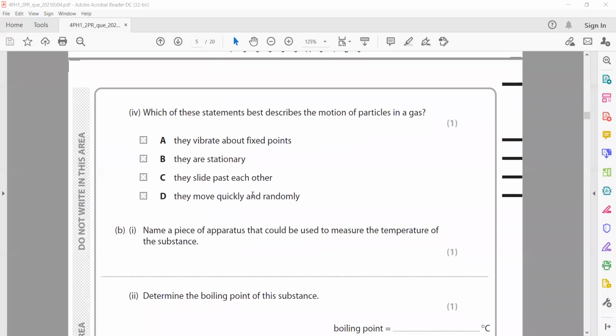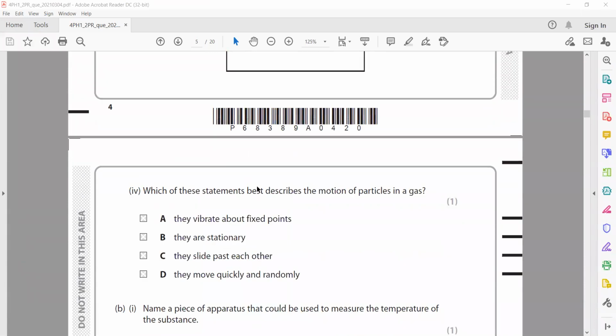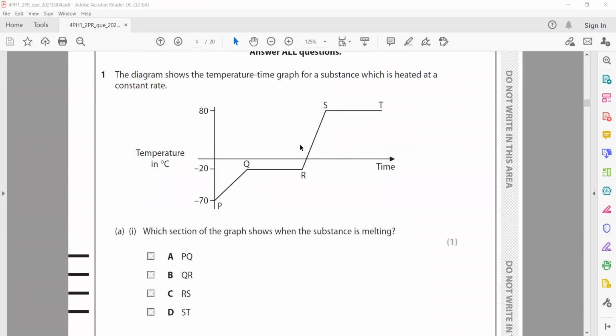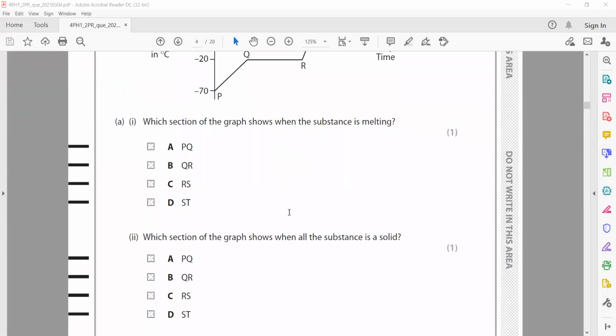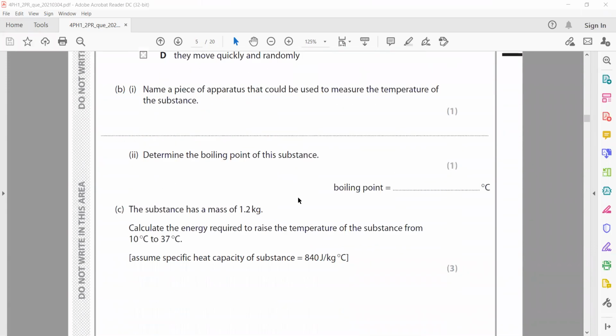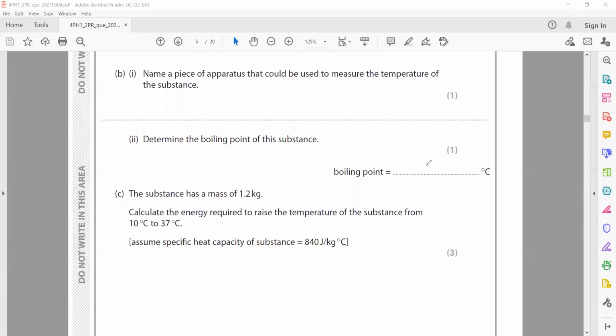Determine the boiling point of the substance. How do we work out the boiling point of a substance from the graph? The temperature at which it is boiling is equal to 80. So the boiling temperature, or boiling point, is 80 degrees centigrade.